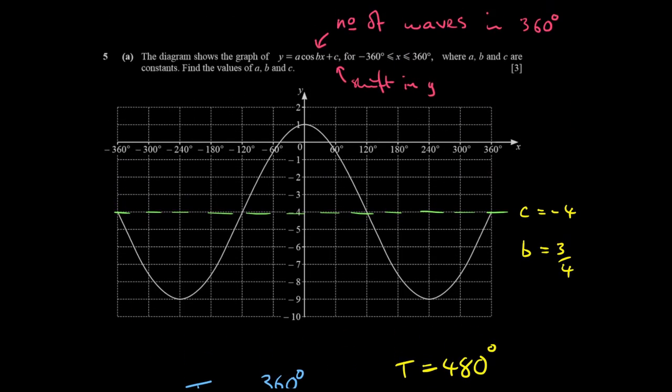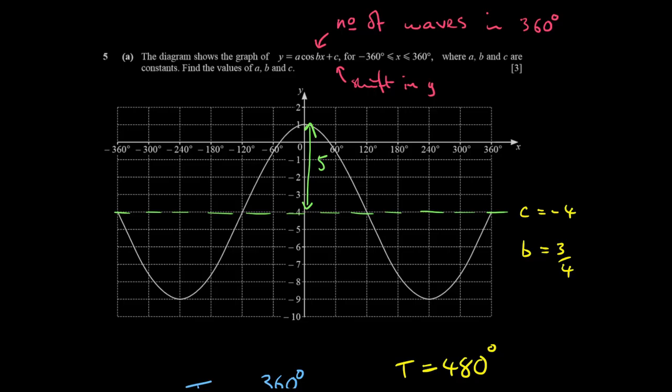Now, what is A? A, where have I got it? Sorry, there, A. What does A refer to? A refers to the amplitude, right? Now, the amplitude is the distance from the center line up to the peak or down to the trough. So what's the amplitude going to be here? Well, what's the distance from -4 all the way up to +1? That is a distance of 5 units.